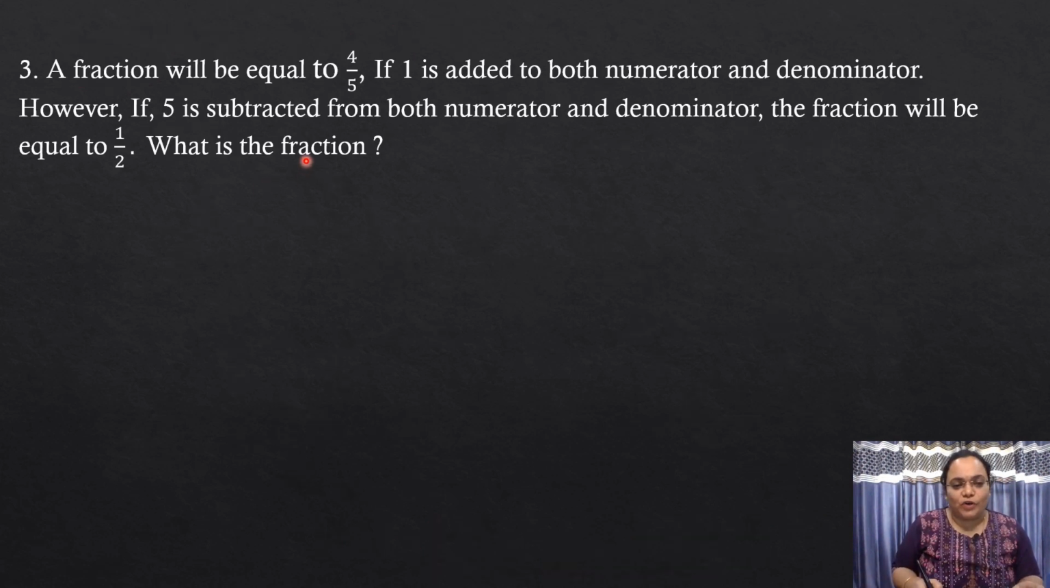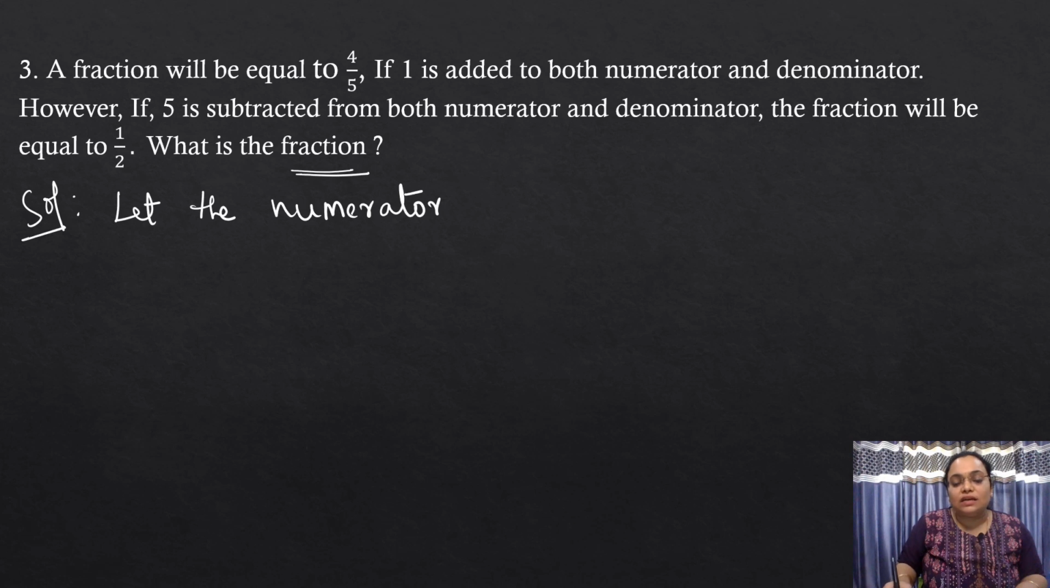We will solve a word problem. A fraction will be equal to 4 by 5 if 1 is added to both numerator and denominator. However, if 5 is subtracted from both numerator and denominator, the fraction will be equal to 1 by 2. What is the fraction? So we need to find the fraction, right? A fraction has a numerator and a denominator, right?